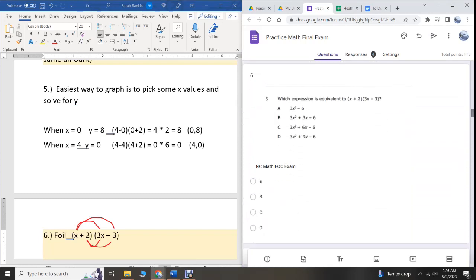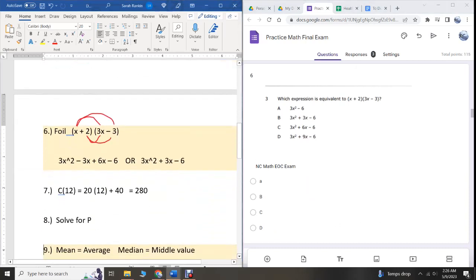Which expression is equivalent to this? Well, okay, a few minutes ago we were factoring, now we're going to FOIL, right? So remember when you FOIL, it's x times 3x, x times -3, 2 times 3x, 2 times -3. So we get 3x squared minus 3x plus 6x minus 6, and then I just combined the minus 3x and the 6x.